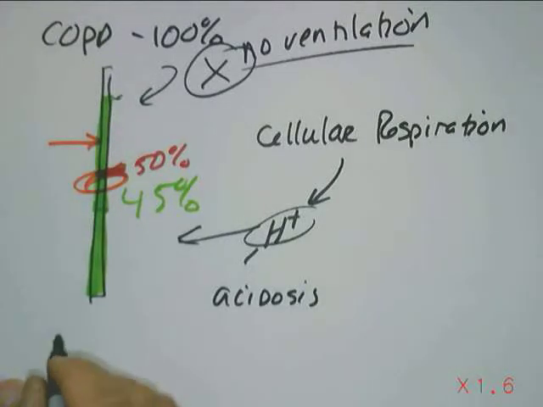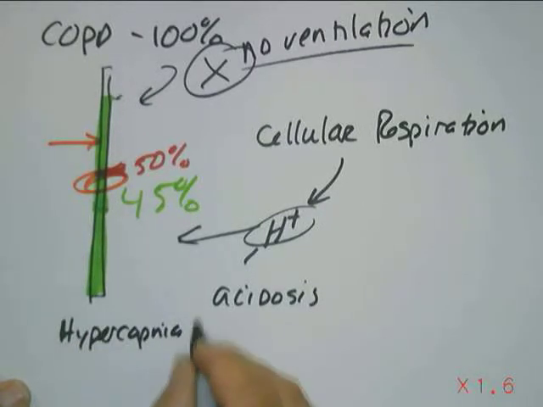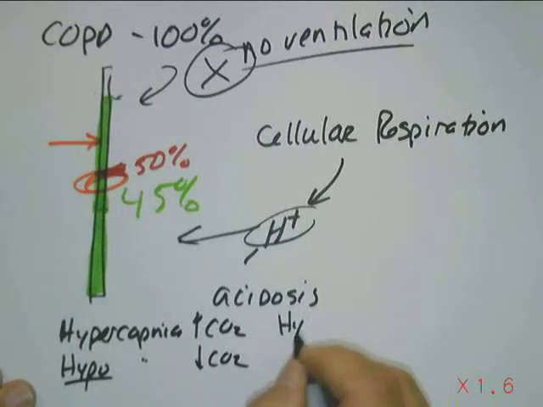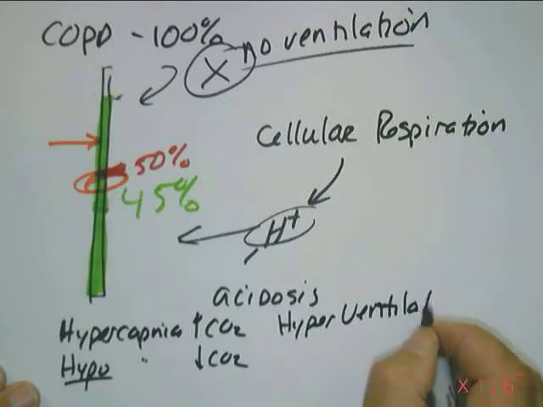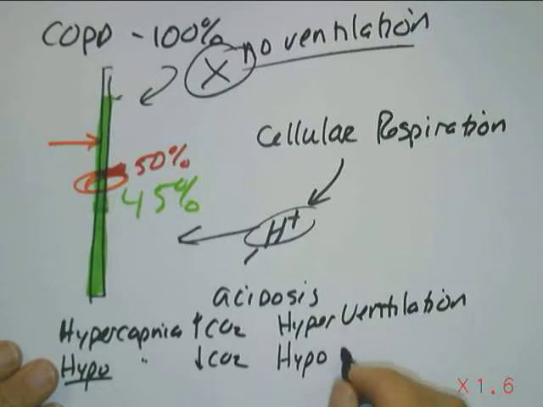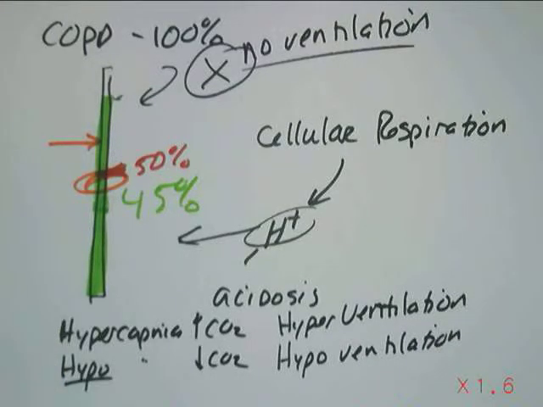The terms you need to know: hypercapnia means high CO2 levels. Hypocapnia means low CO2 levels. Hyperventilation refers to the fact that you're breathing much faster and deeper, compared to hypoventilation, in which the rate and depth are decreasing.